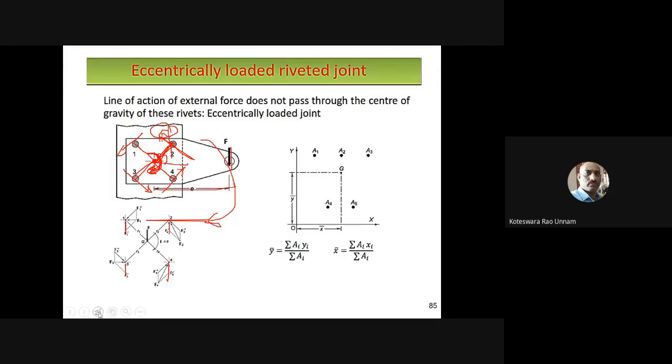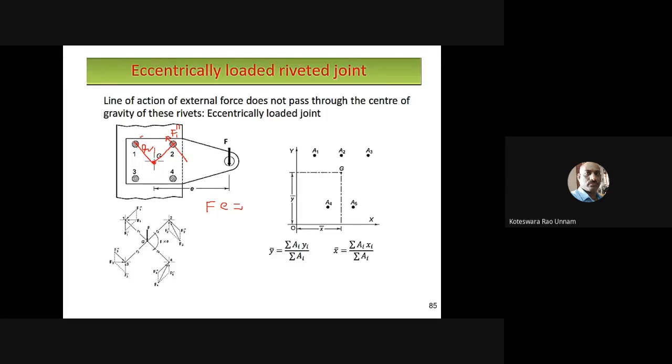To estimate that secondary shear force, again we need to apply the equilibrium equation. Here, about this point, the twisting moment is F into E. F into E is going to be the twisting moment. So let us take the secondary force on the rivet. I'll start from the first rivet here. This is the first rivet, and the distance from the center of the rivet to the center of gravity, I'll take as R1.